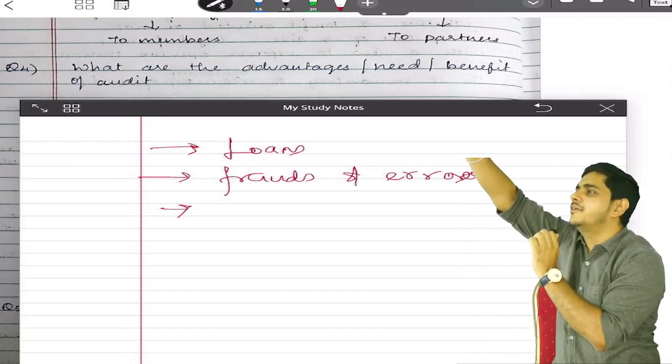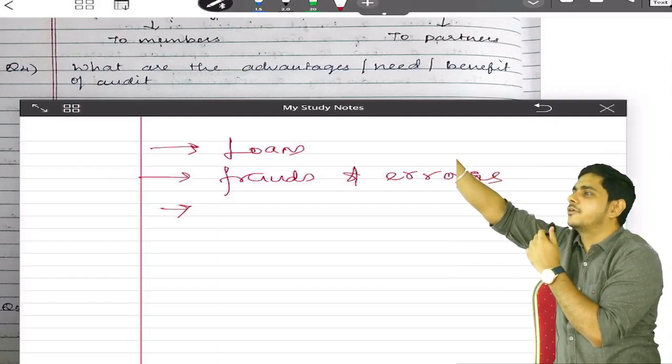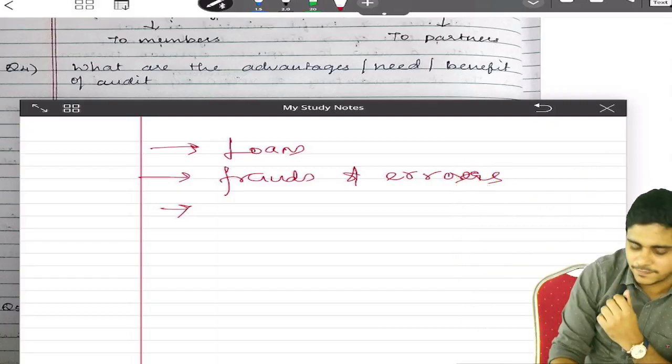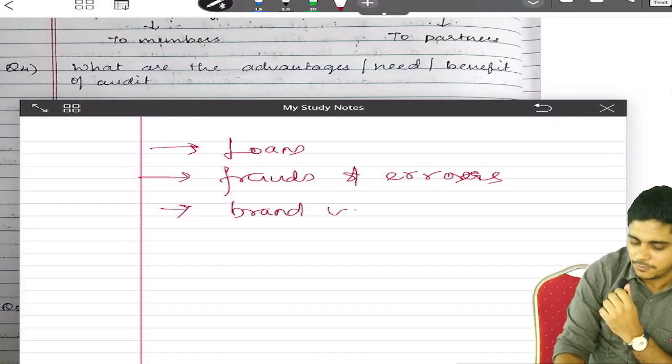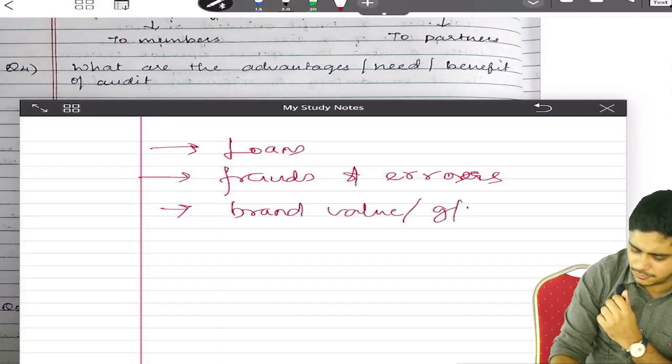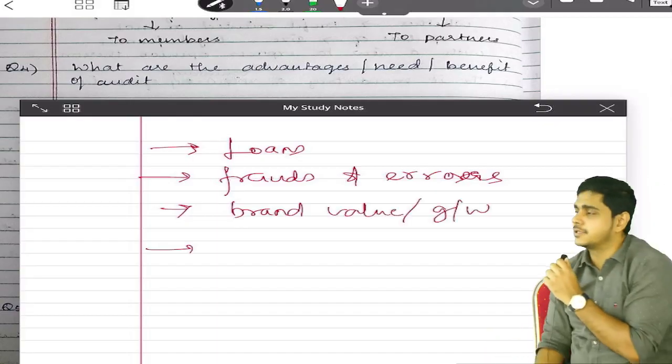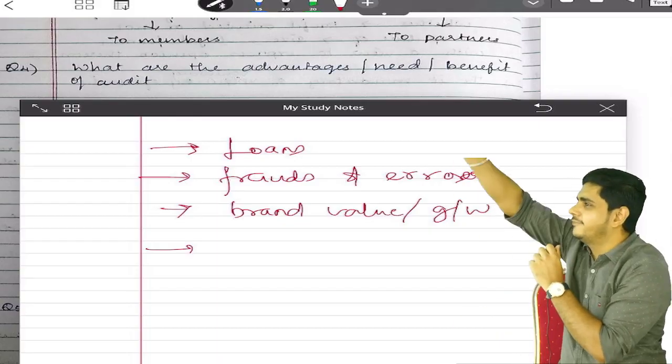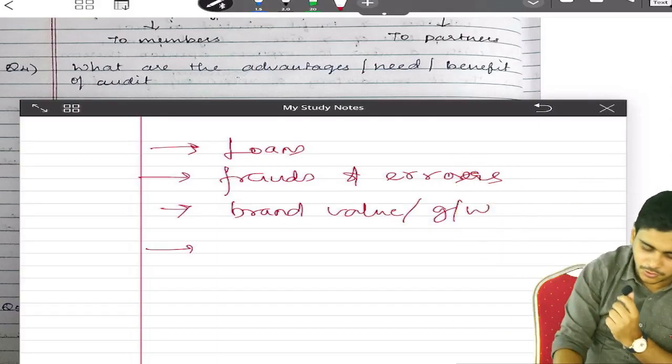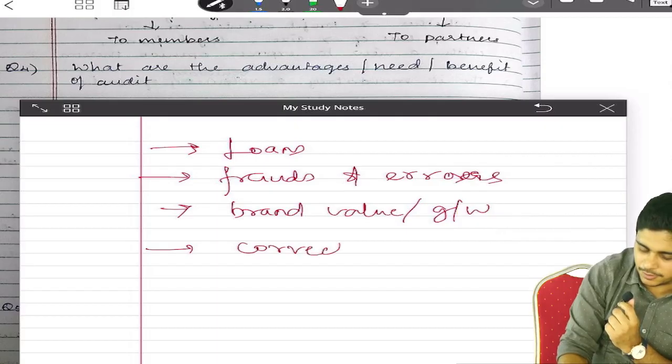Goodwill of? To increase the brand value, or we can say goodwill. That is correct. Very good. Goodwill. What else? Very good. To pay correct taxes to the government.